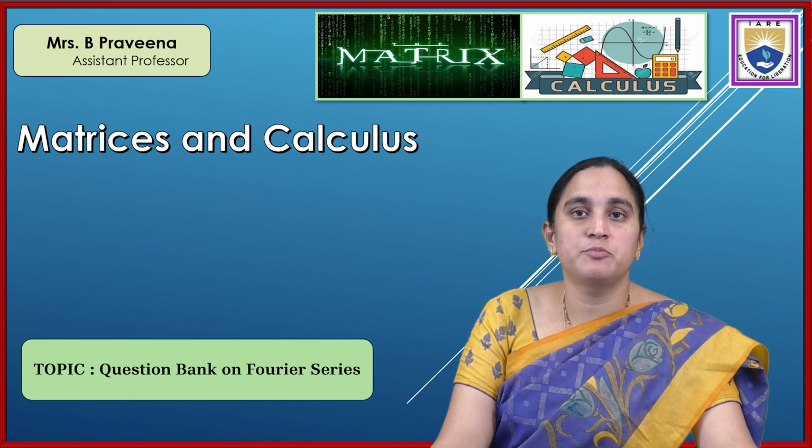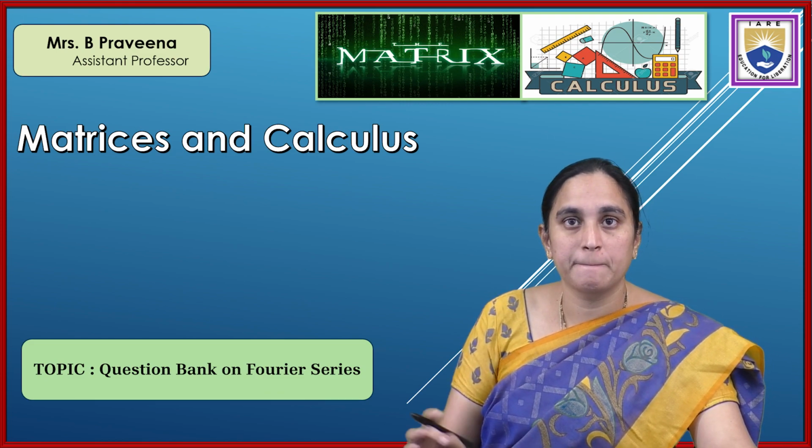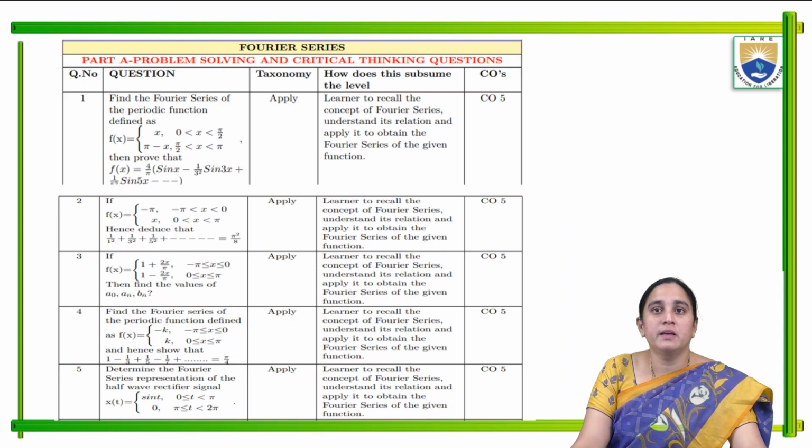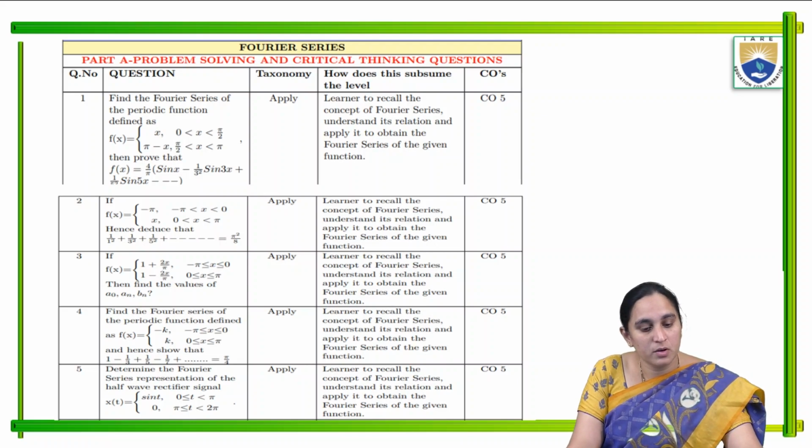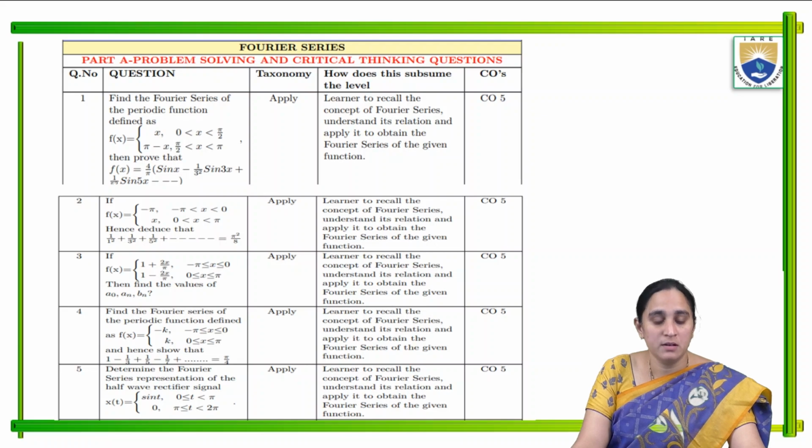Today I want to discuss the question bank for module 4. Module 4 is Fourier series. In that question bank we have 3 parts. First is critical thinking questions, second is long answer questions, and third is short answer questions. Here the first part of the question bank is critical thinking questions.